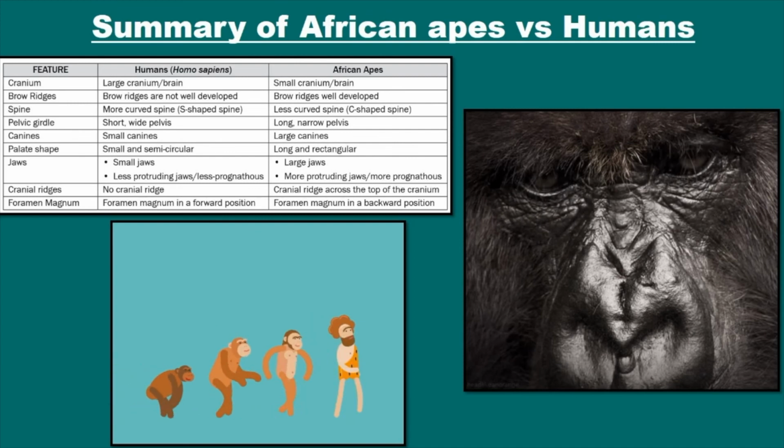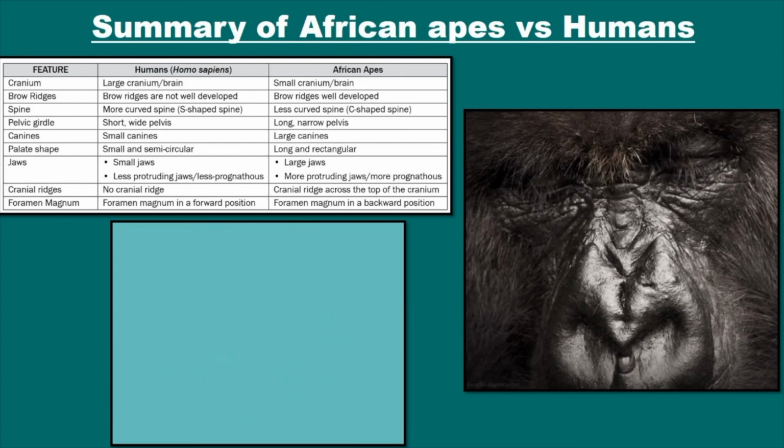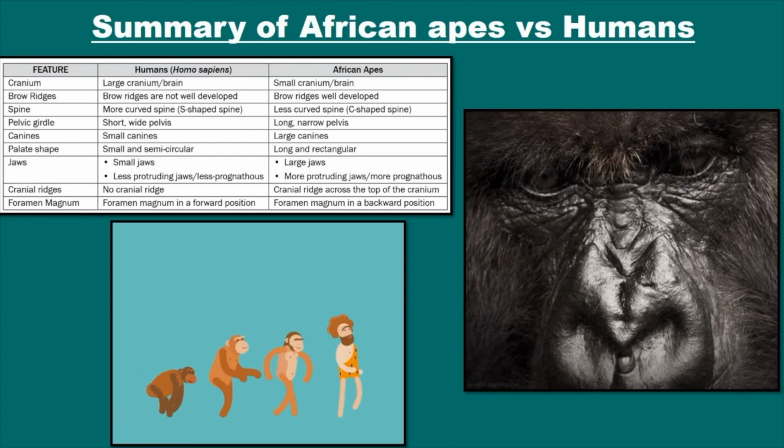The reason why our foramen magnum is in the middle is so that we can walk on 2 feet, so we are bipedal. That means we can walk on 2 feet, so that we can maintain balance and walk upright. With the African apes, the foramen magnum is located to the back, so that they can walk on 4 feet and still maintain their balance.